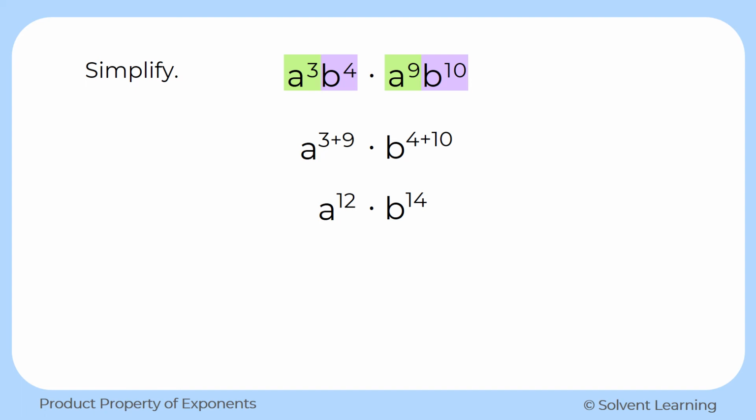And typically, since we want to simplify this expression, we won't leave the multiplication sign in between. We can just write these variables right next to each other to indicate multiplication. So to put it in its final format, we would just write it like this: a to the 12th b to the 14th.